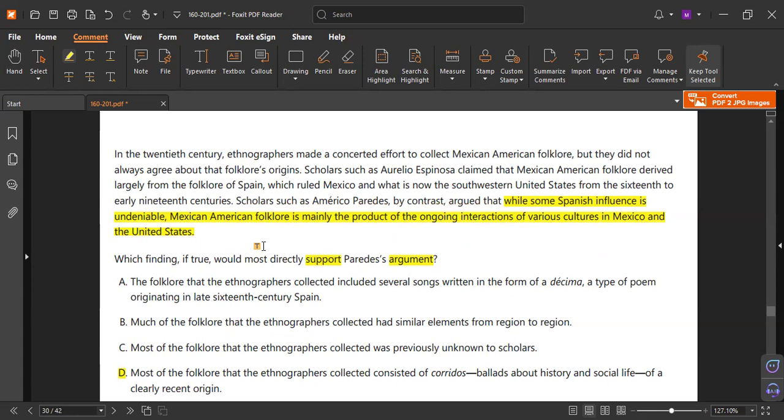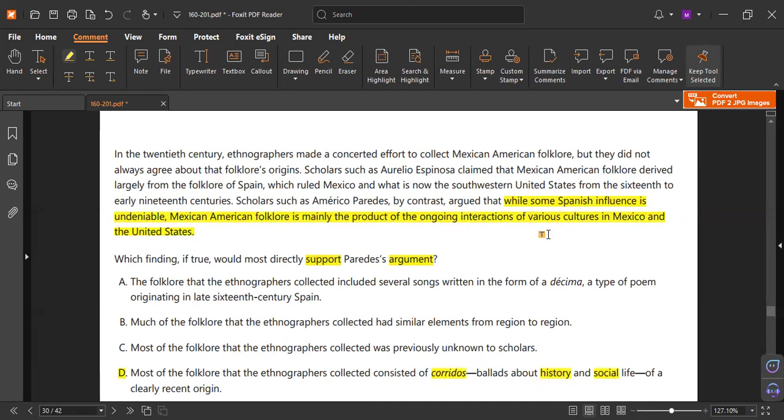You catch it? Yes. The product, we said folklore is mainly the product of interactions of various cultures in Mexico and the United States. He said most of the folklore that the ethnographers collected consists of clearly recent origins. And what are these ballads about? History and the social life. So, from various cultures or not? Yes.